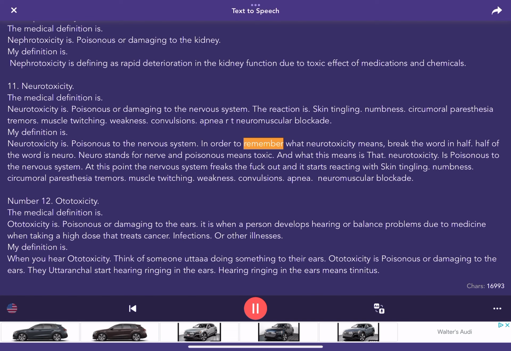In order to remember what neurotoxicity means, break the word in half. Half of the word is neuro. Neuro stands for nerve and poisonous means toxic. And what this means is that neurotoxicity is poisonous to the nervous system. At this point the nervous system freaks the fuck out and it starts reacting with skin tingling, numbness, circumoral paresthesia, tremors, muscle twitching, weakness, convulsions, apnea, neuromuscular blockade.